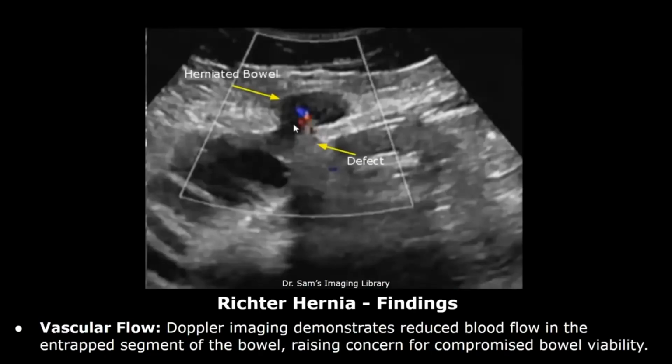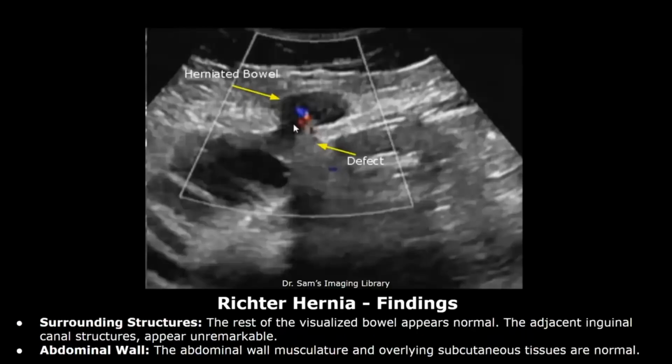Vascular flow. Doppler imaging demonstrates reduced blood flow in the entrapped segment of the bowel, raising concern for compromised bowel viability. Surrounding structures. The rest of the visualized bowel appears normal. The adjacent inguinal canal structures appear unremarkable. The abdominal wall muscles were also unremarkable.